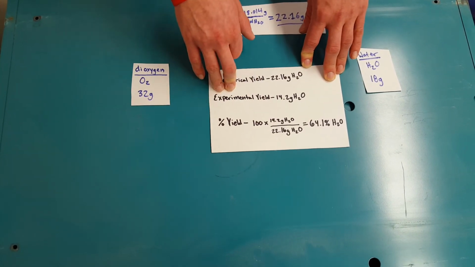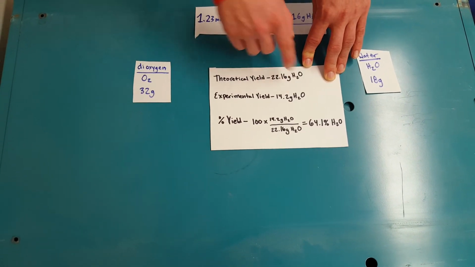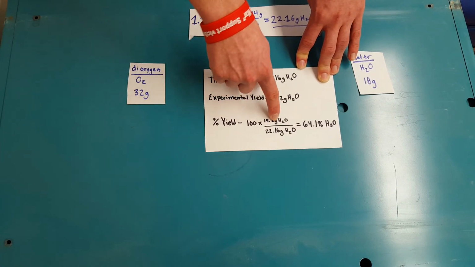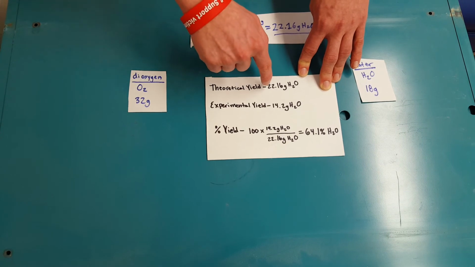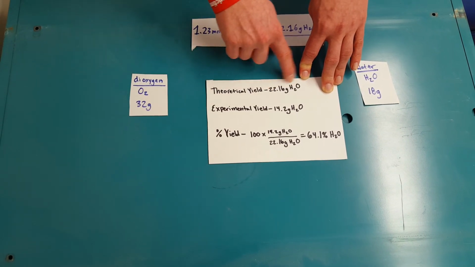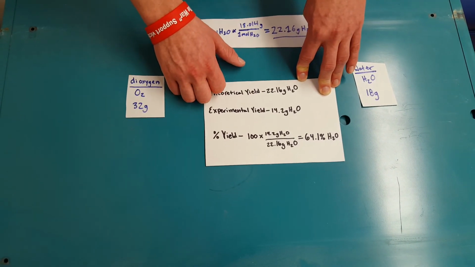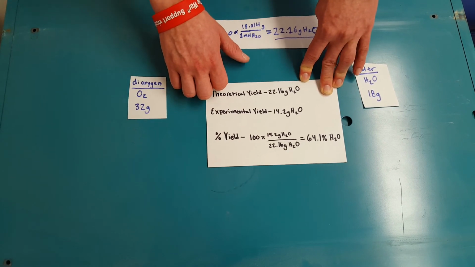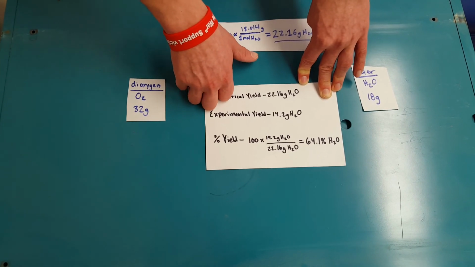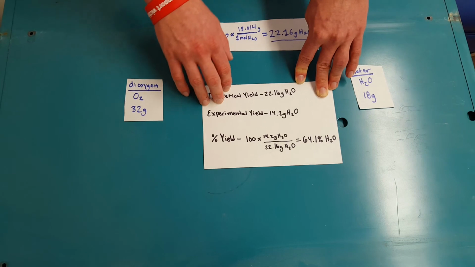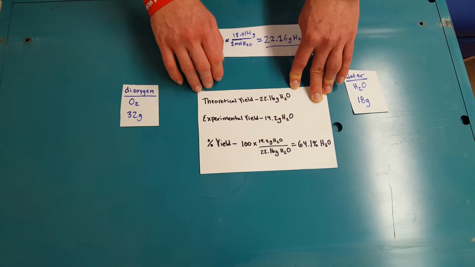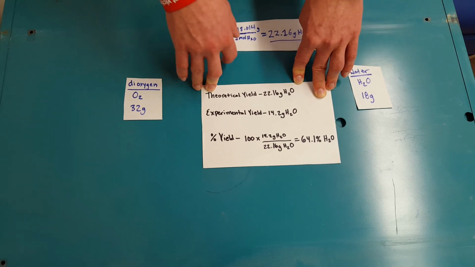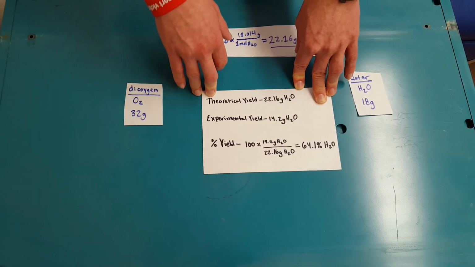The experimental yield is 14.2 grams. So we take 14.2 grams of water, and we divide that by the theoretical yield, which is 22.16 grams of water. 14.2 divided by 22.16 equals 0.641. And so multiplying that by 100, we get our percent, which is 64.1%. And that is our final answer.